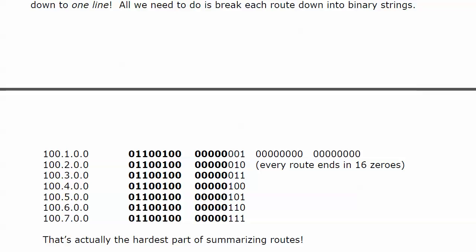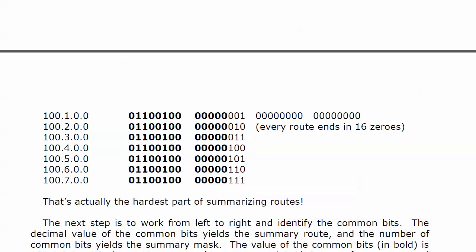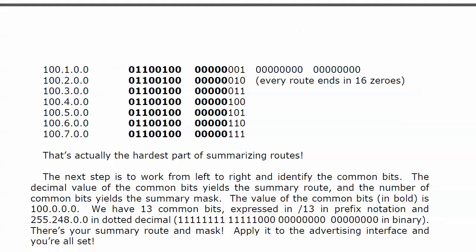Now in prefix notation, what is this mask? If the first 13 bits are bolded, then in prefix notation it's going to be /13. But we need the value in dotted decimal for this command. And all we have to do, we've got 13 common bits, we know that. What is the value of the 32-bit binary string that we use for our masks if the first 13 bits are all set to 1, if they're the common bits? 255.248.0.0. That's it. That is the hardest part.